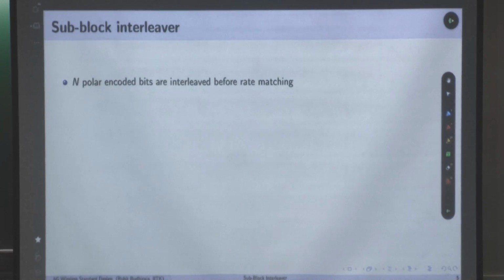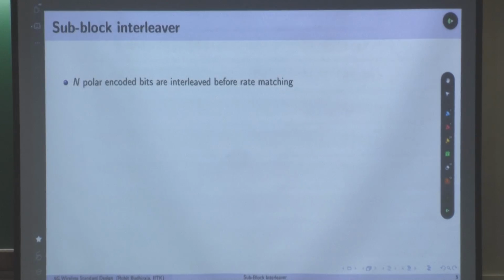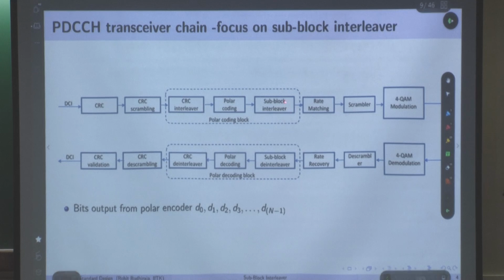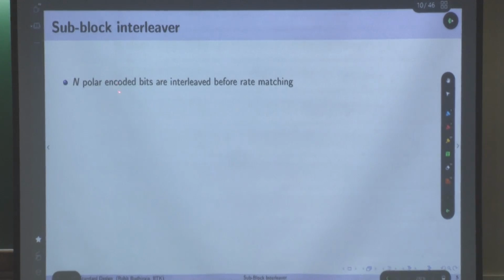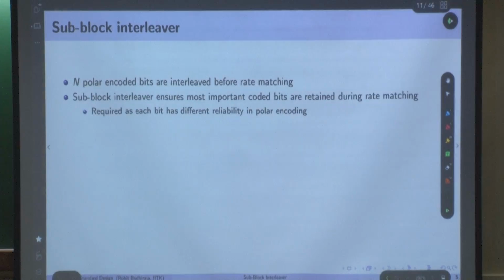If you look at where this sub-block interleaver is coming, it is coming between the polar encoder and the rate matcher. That's what I am saying here. If you look at the next bullet, these polar encoded bits are interleaved before rate matching. And how is it designed? That's the key idea: the sub-block interleaver ensures the most important coded bits are retained during rate matching.